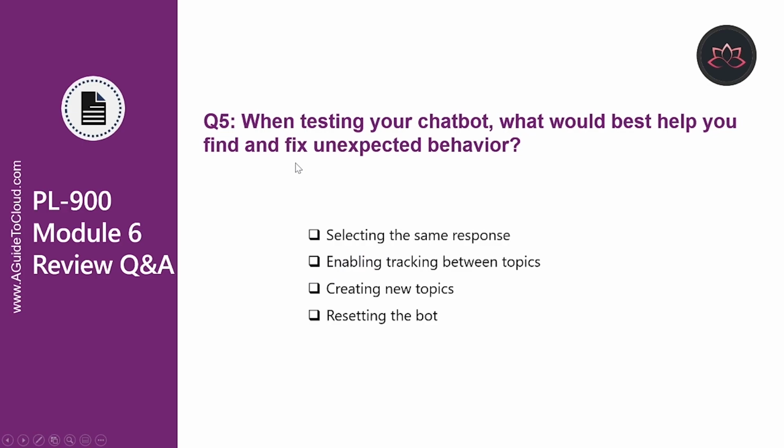Let's look at question number 5. When testing your chatbot, what would best help you find and fix unexpected behavior? So the correct answer is enabling tracking between topics. As you fine-tune your chatbot, it can be useful to enable tracking between topics so you can follow through the conversation path step by step.